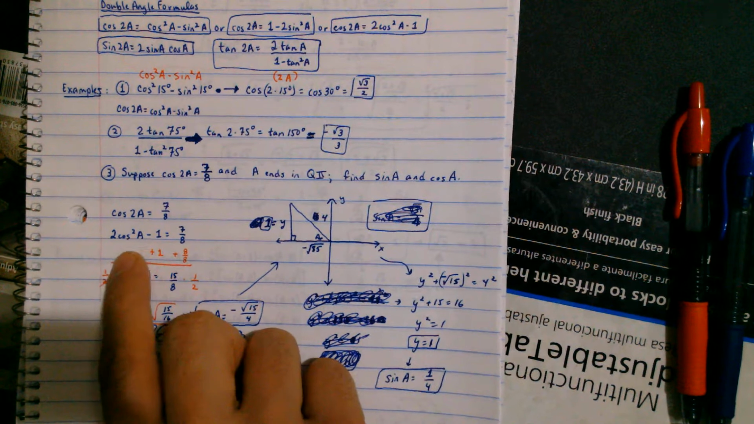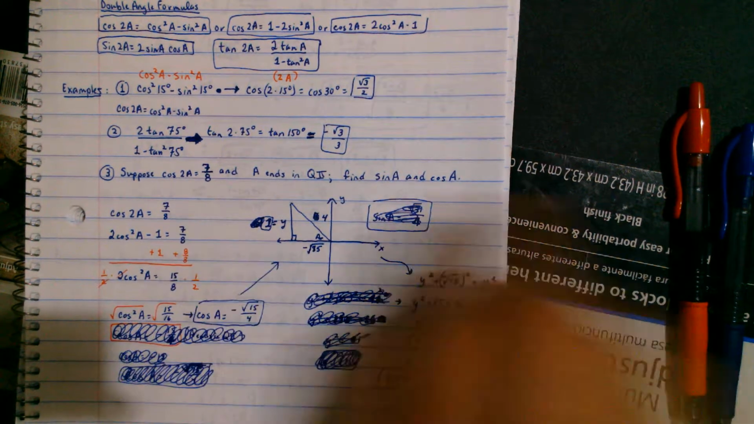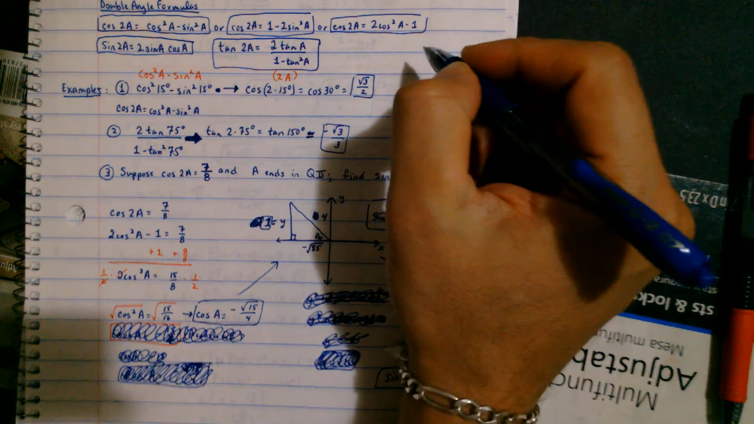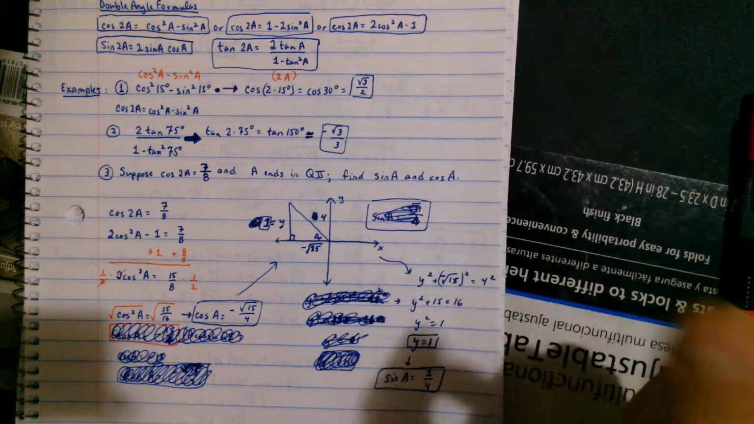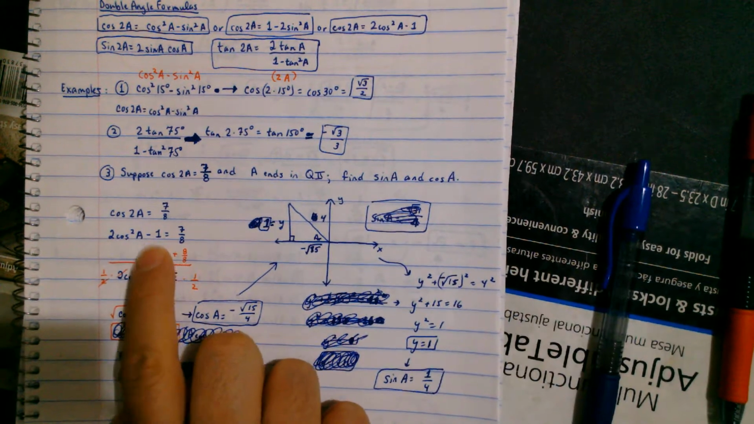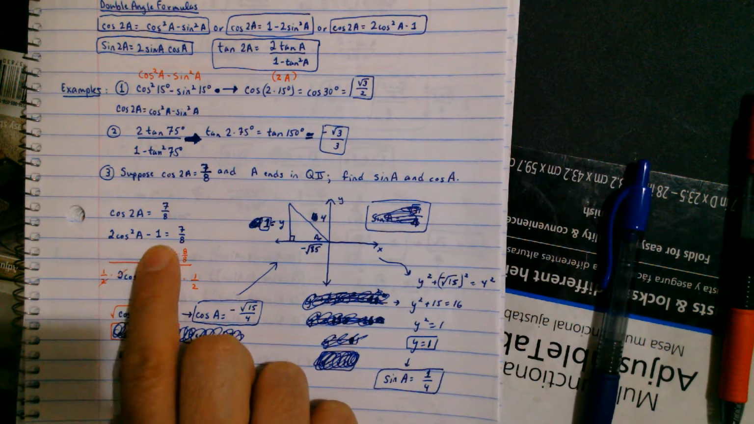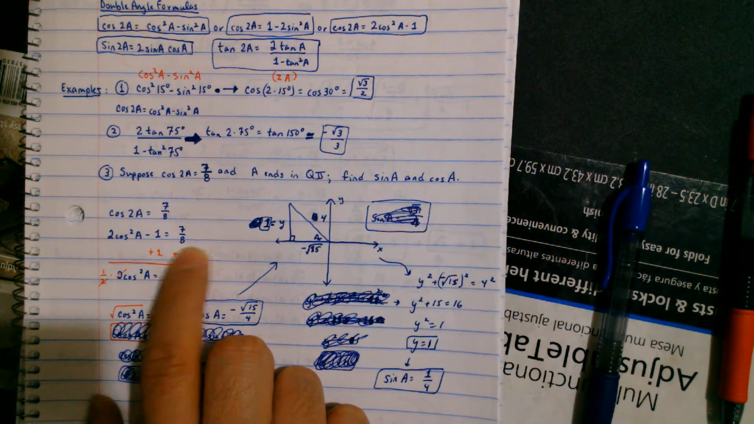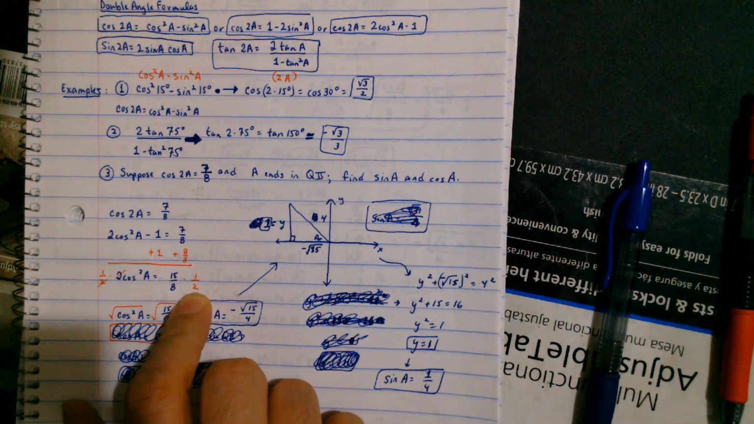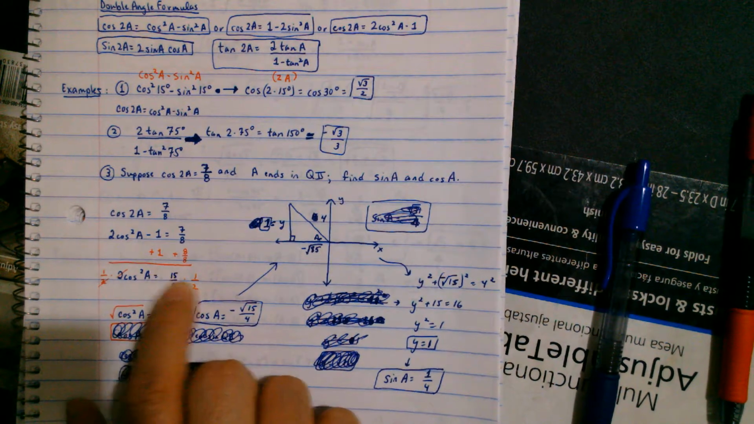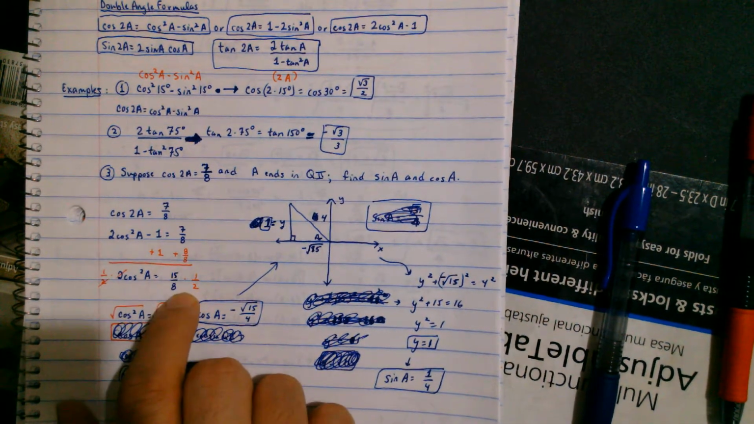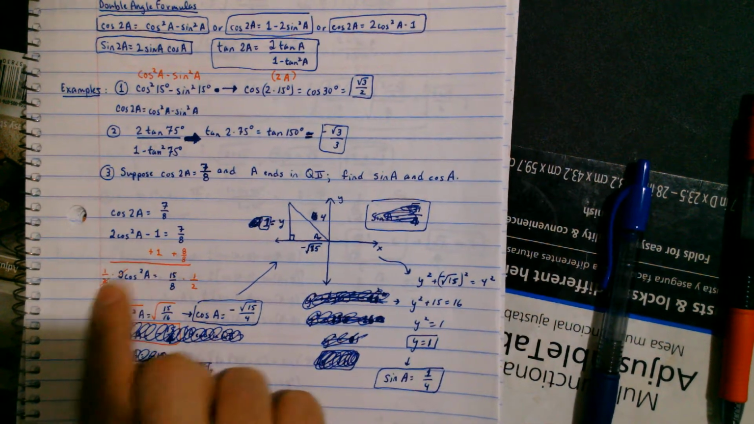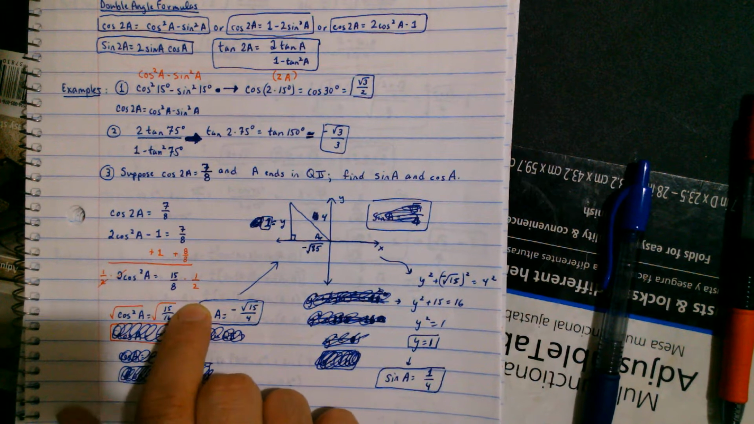So 2 cosine squared a minus 1 is equal to that number. I'm just substituting. Then I'm going to add one to both sides. So I want to solve for cosine of a. I'm going to add 1 on both sides, but when I add 1 over here, you have to get a common denominator. So really 1 is 8 over 8. So that makes 15 over 8. So 2 cosine squared a equals 15 over 8. Instead of dividing both sides by 2, let's multiply by the reciprocal, so it's easier to multiply fractions here. So the 2 cancels with the 1/2, so it becomes 15 over 16.